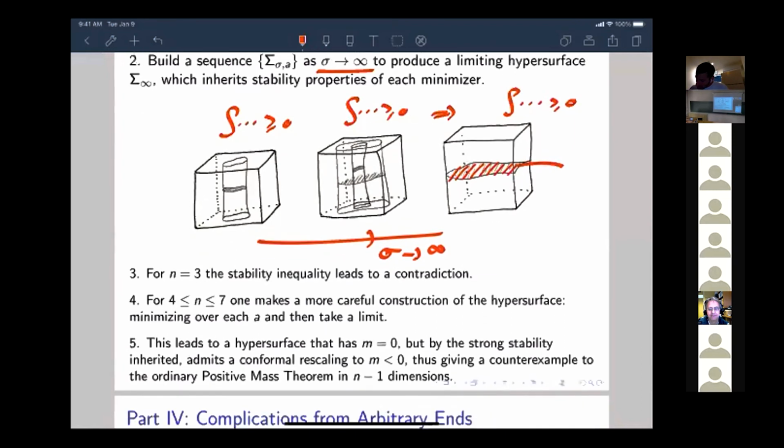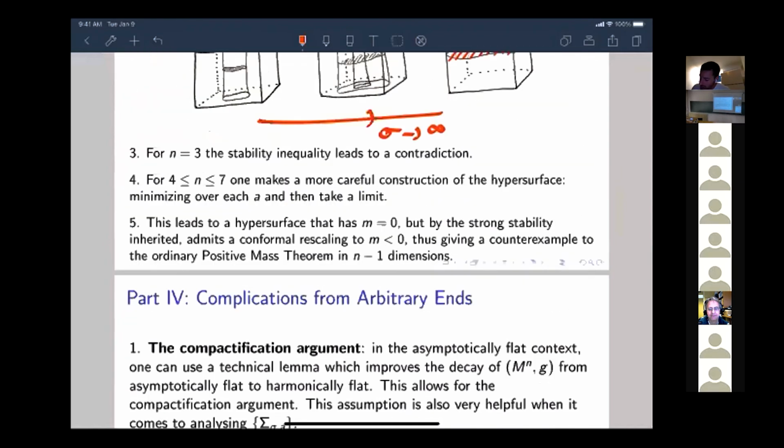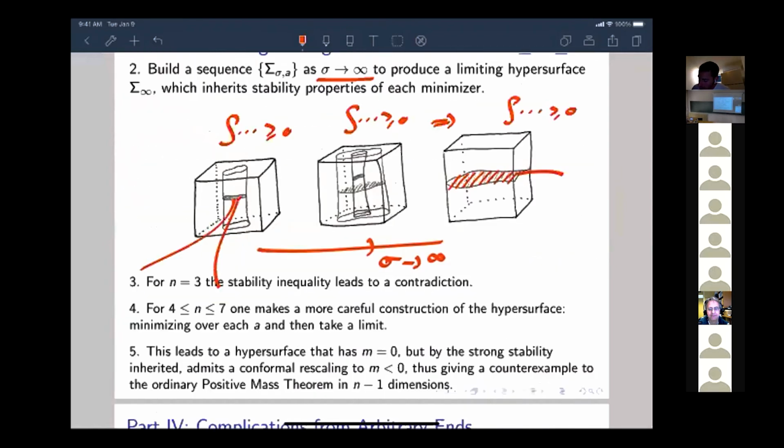But there are complications from the arbitrary n. So in particular, the compactification argument of Lohkamp uses this harmonic flatness, but the density theorem where you move to something harmonically flat is no longer available when you have these arbitrary ends, because you now have to solve a PDE on these arbitrary ends, which you don't know how to do if you don't assume anything on the arbitrary ends. The original argument that I showed you above might not work, because when you do this minimizer, you've got some ends now, and you don't know if your minimizer is being sucked into the ends.